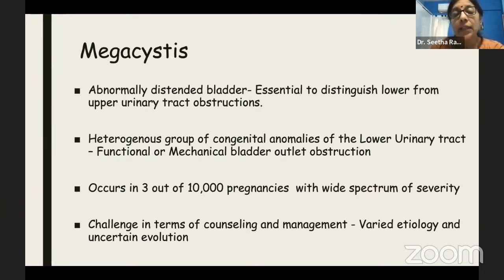It is basically a heterogeneous group of congenital anomalies, and we can have either a functional or a mechanical bladder outlet obstruction, which is usually the case. This happens in about 3 out of 10,000 pregnancies, but there is a wide spectrum of severity, as we will see. Because of its varied etiology and the unpredictability of how the fetus is going to be in postnatal life and later on, it is a major challenge.